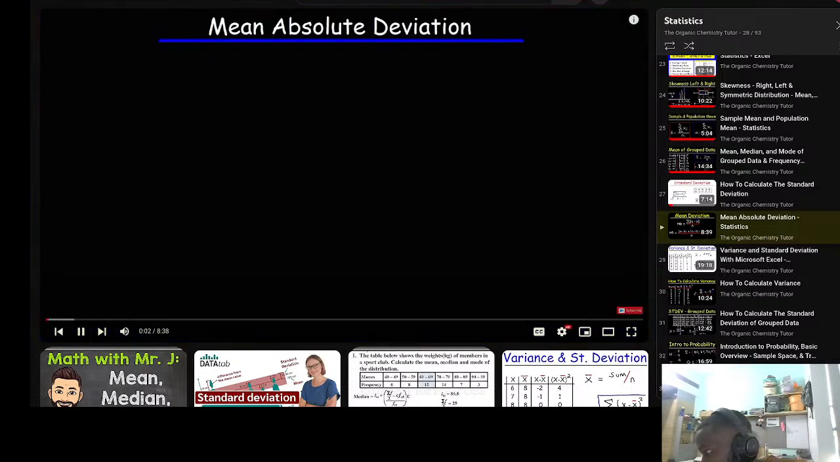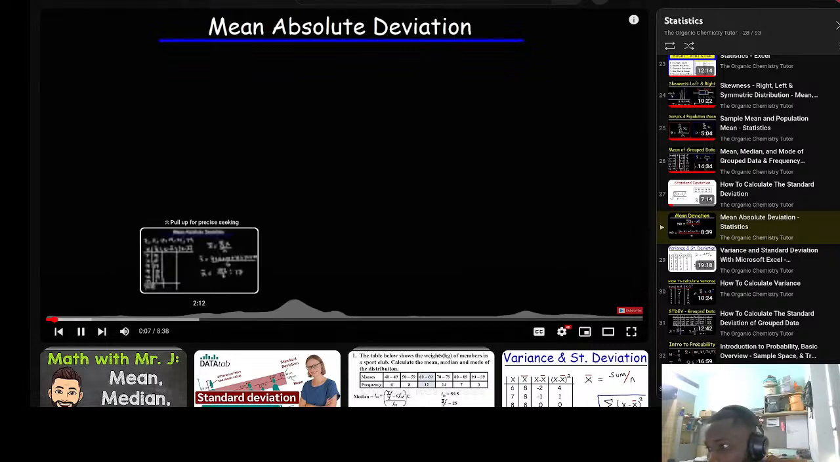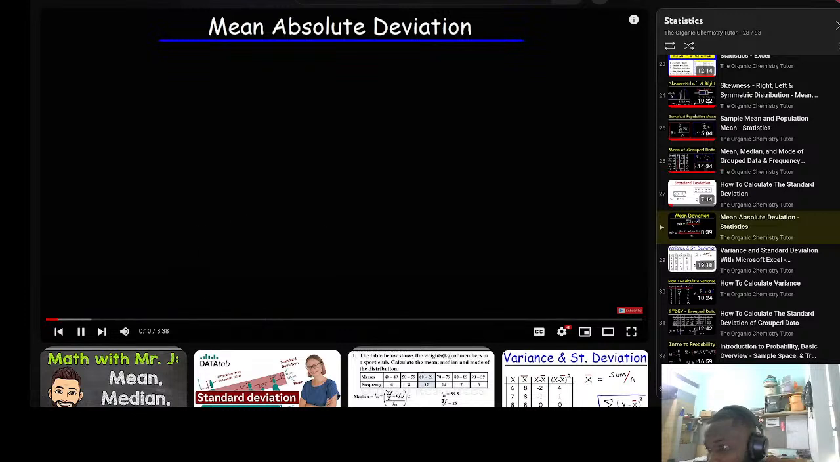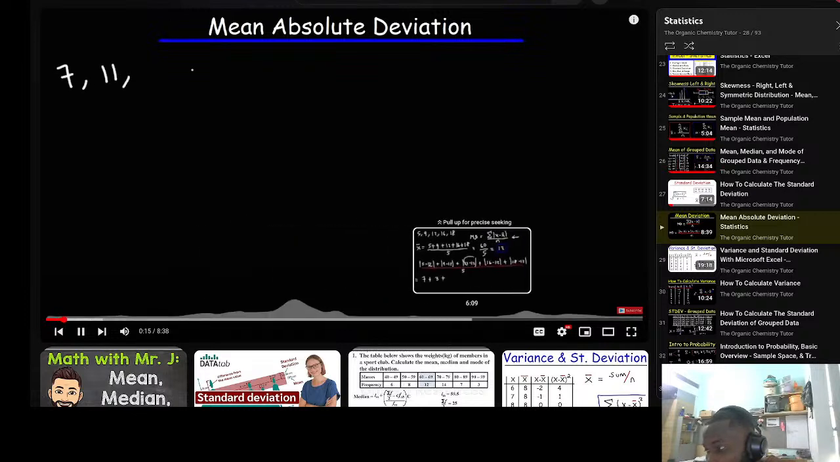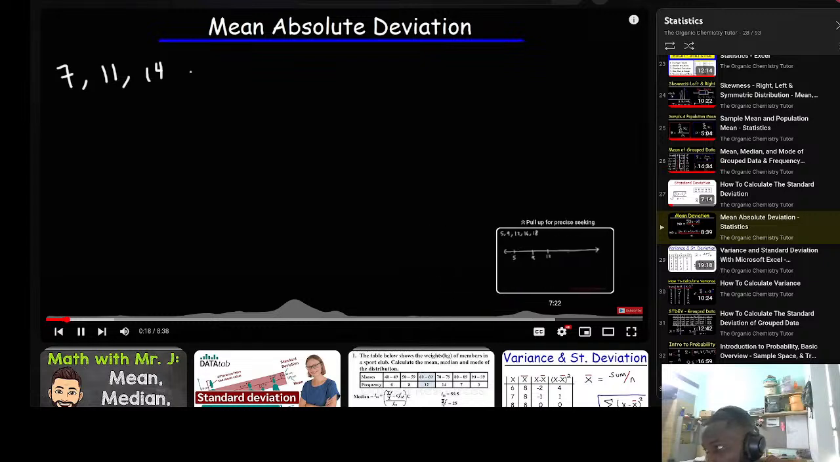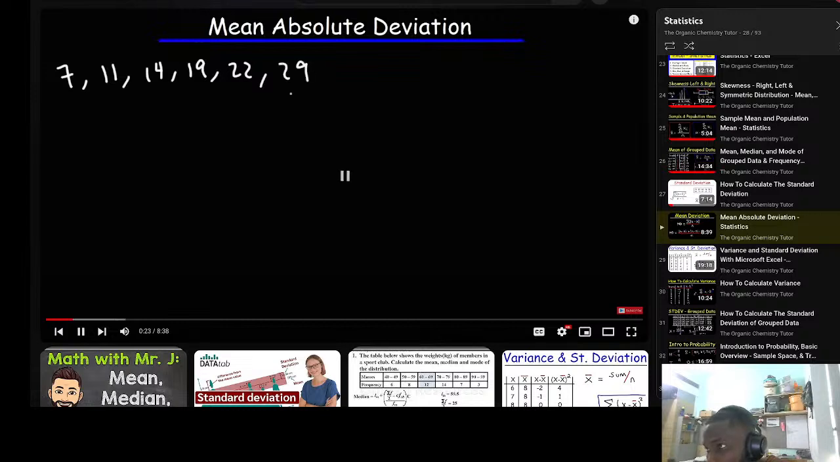Let's talk about the mean absolute deviation. The mean absolute deviation measures the average distance of all the values from the mean. Now let's talk about how to calculate it. Let's say we have the numbers 7, 11, 14, 19, 22, and 29.